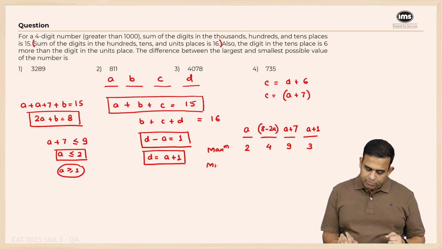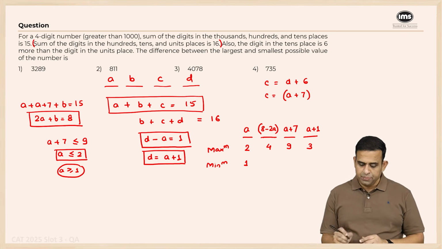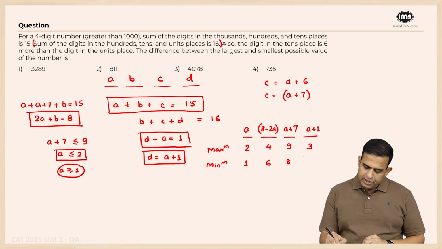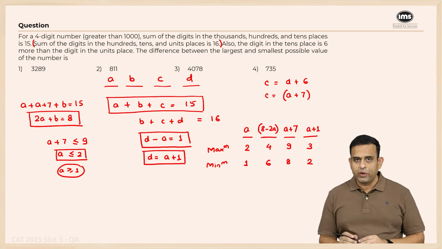And how about the minimum? If I put A equal to 1, that will give the least possible number. The term 8 minus 2A becomes equal to 6. The term A plus 7 becomes equal to 8. And the term A plus 1 simply becomes equal to 2. So the max number is 2493. The lowest possible number is 1682.